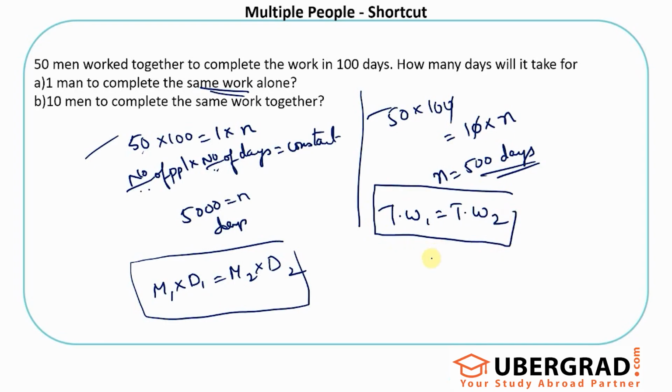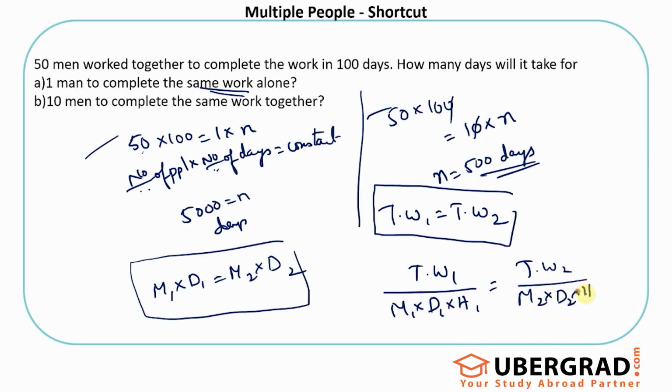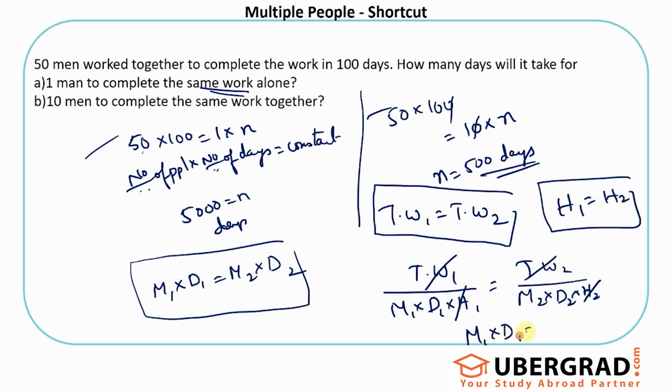So total work 1 divided by M1 into D1 into H1 is equal to total work 2 divided by M2 into D2 into H2. They also did not mention the number of hours worked by these people. So that means H1 should be taken as H2. That will make this get cancelled out, this get cancelled out. So simply I cross multiply, I get M1 into D1 is equal to M2 into D2. Looks like this is the same formula, right?